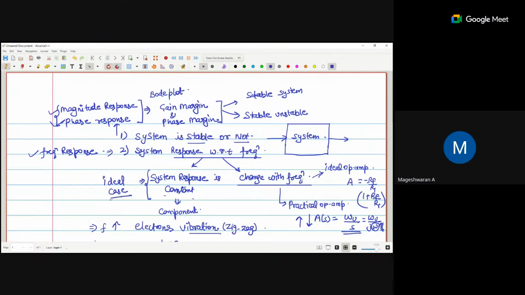Sir, in the Bode plot, we find poles and zeros. With the help of poles and zeros, we calculate the phase plot and gain plot. Sir, poles mean the output of the system goes to infinite. Yeah, you are saying that.